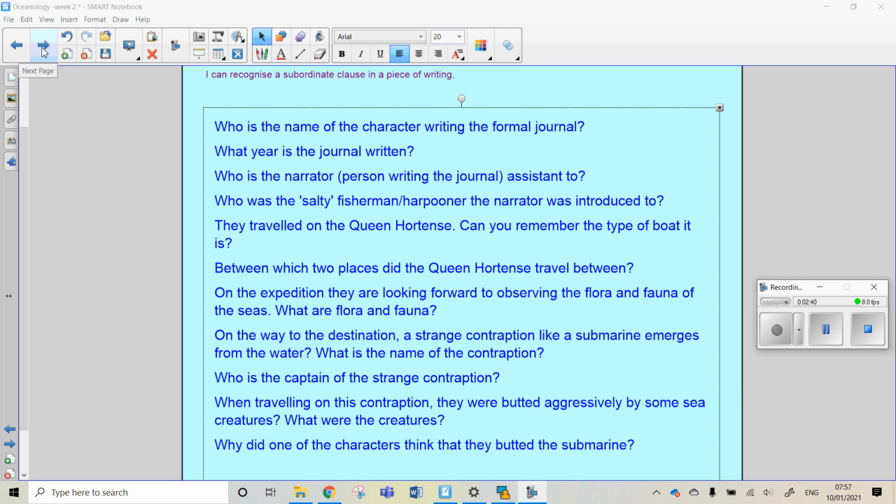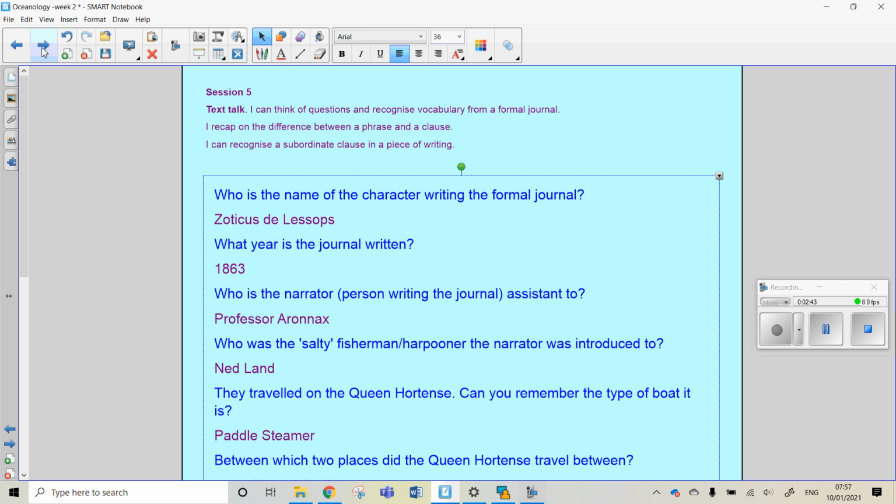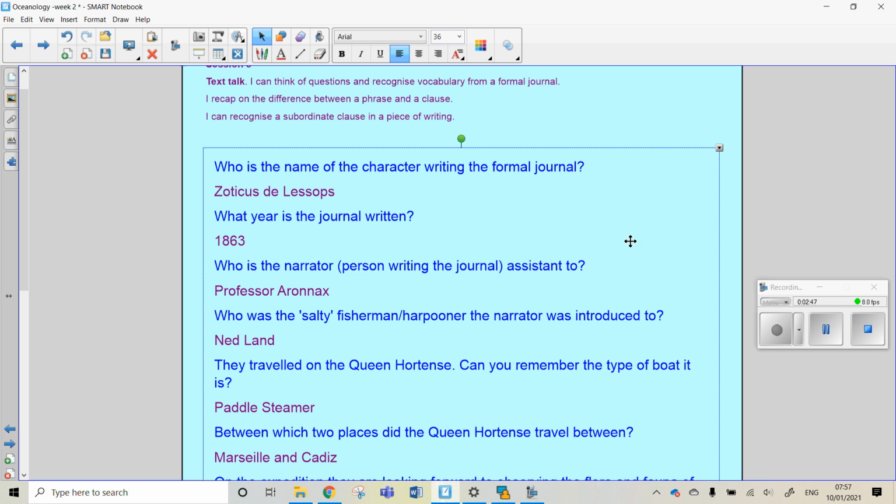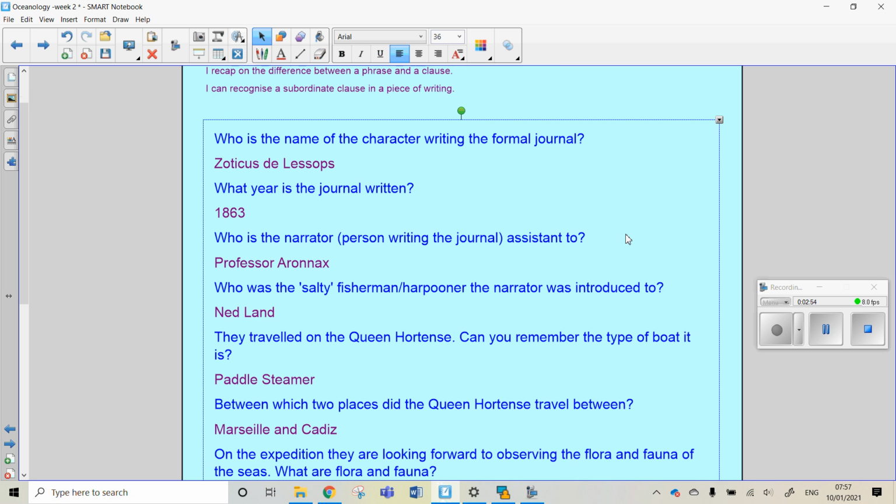Okay, let's see what we can remember from last week. Who is the name of the character writing the formal journal? Well, the character is called Zoticus de Lesseps. Give yourself half a mark if you just got his first name. What year is the journal written? It was written in 1863.